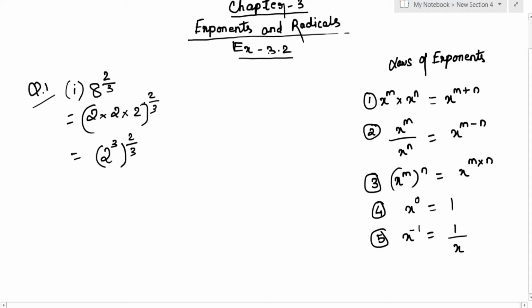Now, by the laws of exponents, you can see that when there is a power of a power, the powers multiply with each other. So this will become 3 into 2 by 3. So 3 is going to cancel with each other. Finally we have the square of 2. The square of 2 is 2 into 2. And what is 2 into 2? 2 2s are 4.